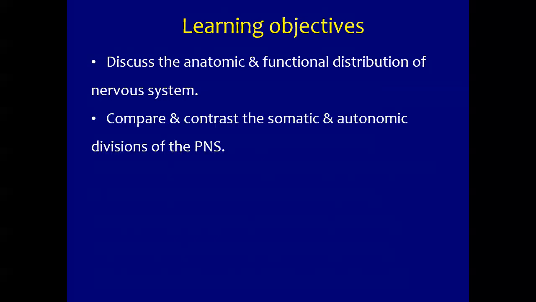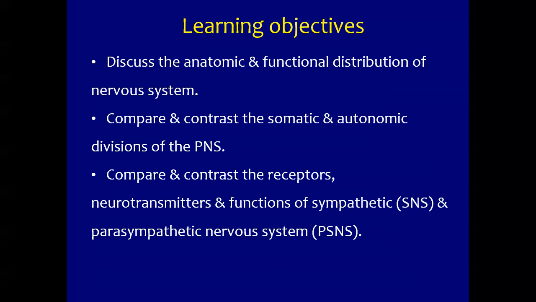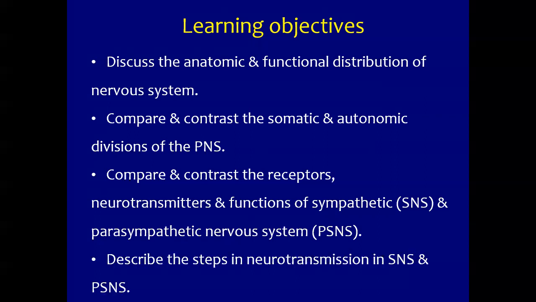Compare and contrast the somatic and autonomic division of the peripheral nervous system. I'm using so many abbreviations in this lecture. Compare and contrast the receptors, neurotransmitters, and function of the sympathetic and parasympathetic nervous system, which are part of the autonomic nervous system. And finally, describe the steps in neurotransmission in the sympathetic and parasympathetic nervous system.